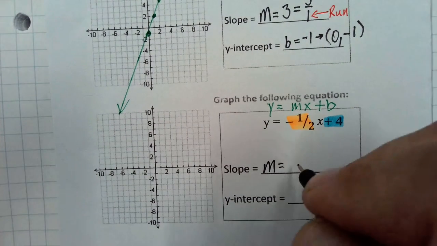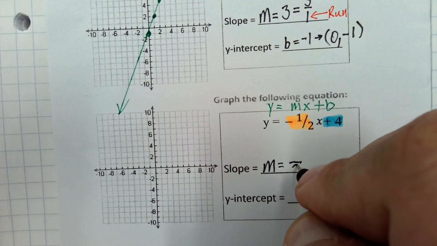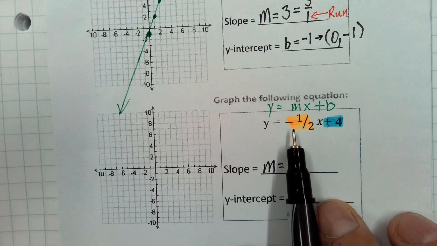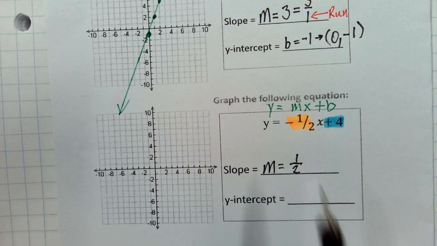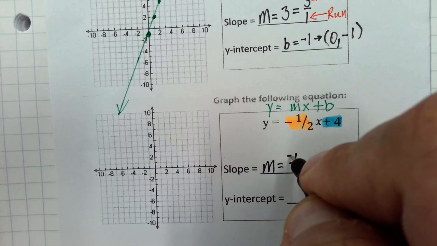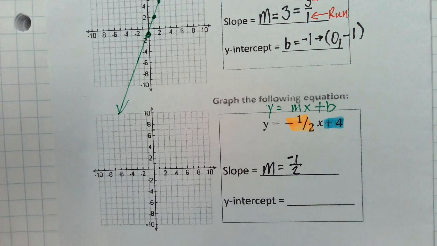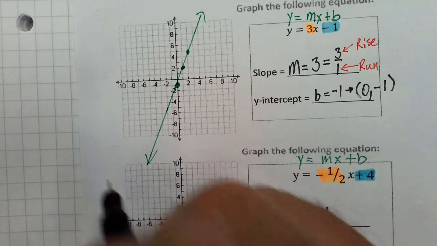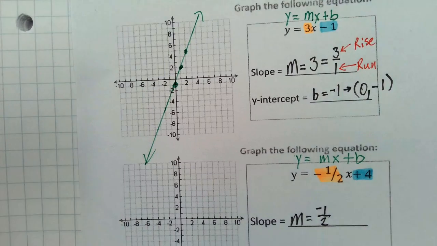1/2? But what's in front of there? Negative 1/2. We do need the negative. Because if we don't have a negative slope, it's going to be another line that goes uphill. But because that's a negative line, it has to go downhill, left to right.